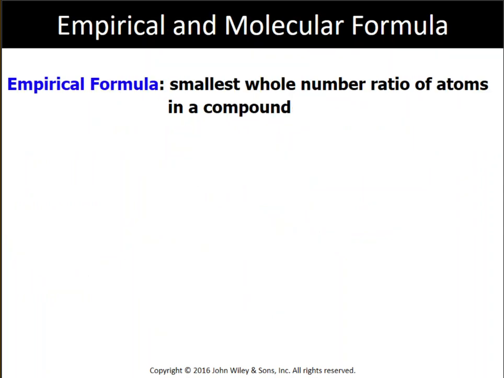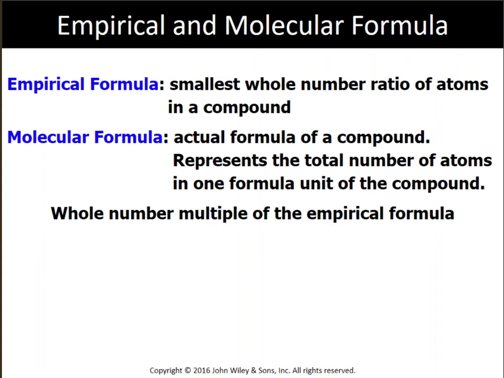Let's look at a couple of applications of percent compositions and moles. One of the ways that we use these percent compositions and number of moles is to find the empirical formula of a compound. Now, empirical formula is the smallest whole ratio of atoms in a compound, whereas molecular formula is the actual formula of a compound. So molecular formula represents the total number of atoms in one formula unit of a compound, whereas empirical formula just shows the smallest whole ratio of the atoms.